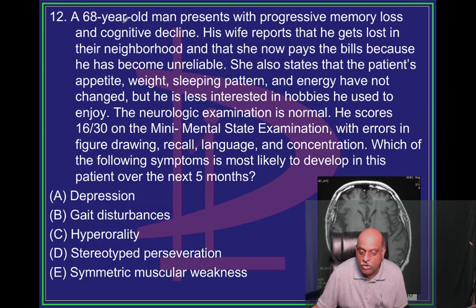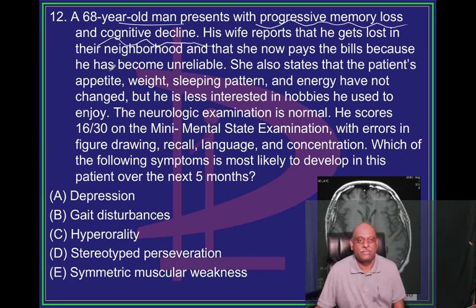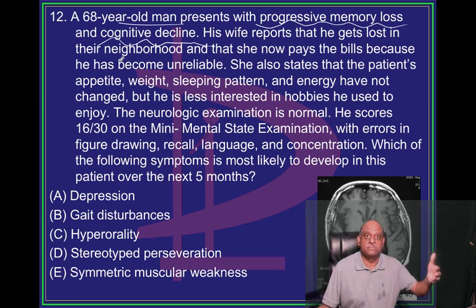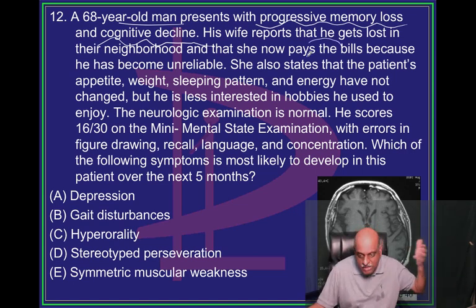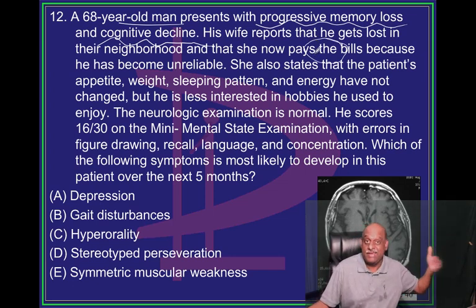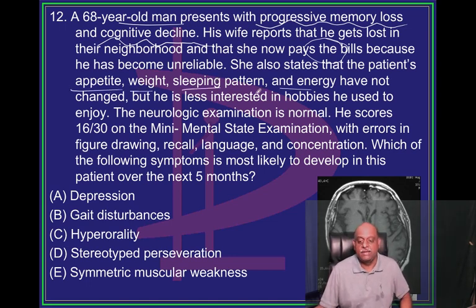A 68-year-old man presents with progressive memory loss, cognitive decline. His wife says, whenever he goes into the neighborhood, he forgets the home. And instead of him, she now pays the bill because he's unreliable. Similarly, she also states the patient's appetite, weight, sleeping pattern, energy, they have not changed. But he is less interested in hobbies, he is not enjoying them.